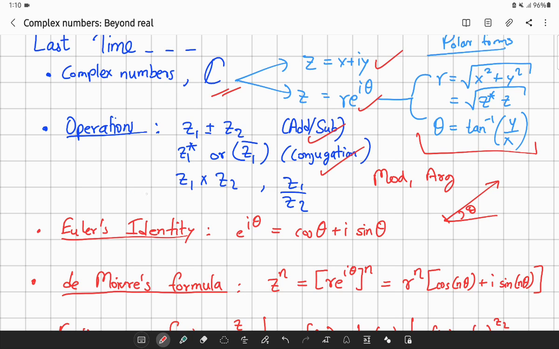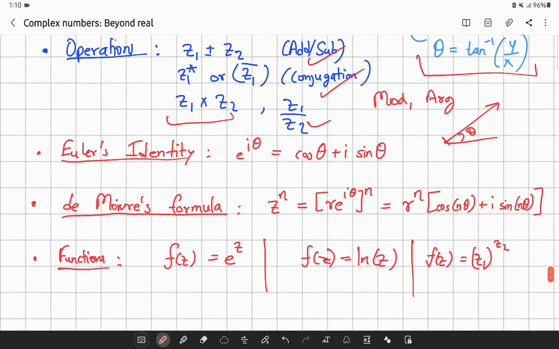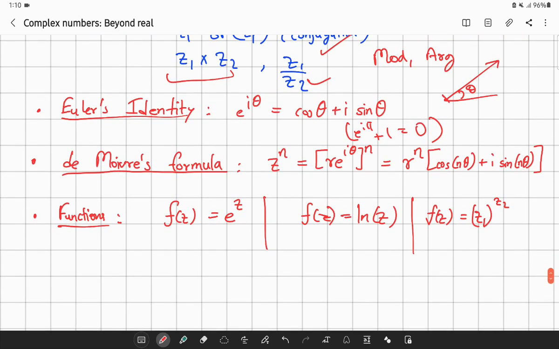And we have also seen how to multiply complex numbers and divide them, and how you can interpret the operations. And not to mention, we have also seen Euler's identity, the famous e raised to i pi plus 1 equals 0 formula, which is supposedly the most beautiful formula in mathematics.